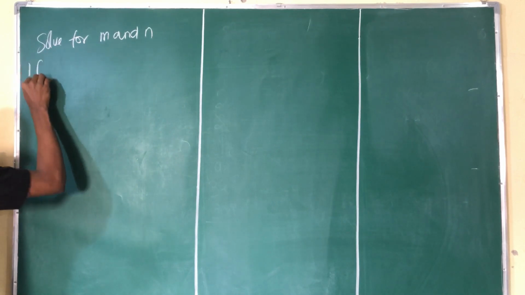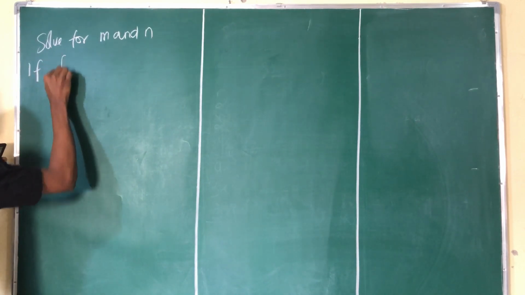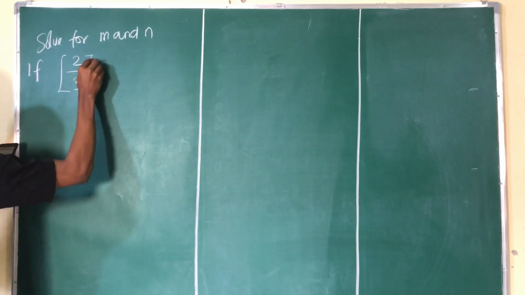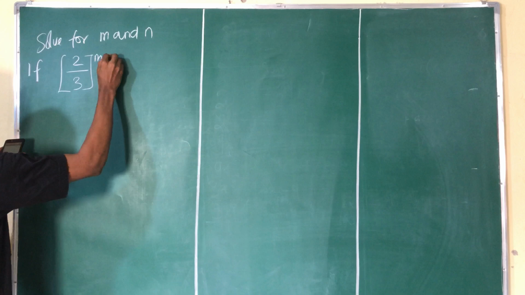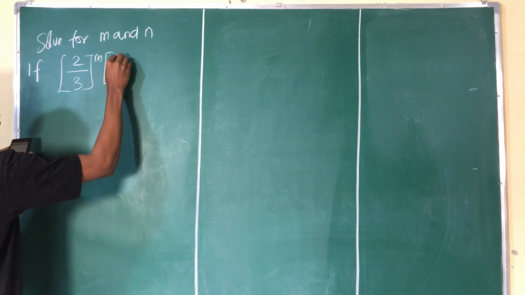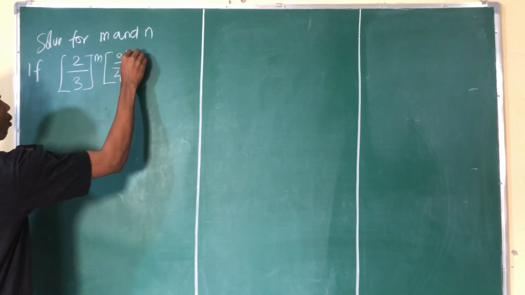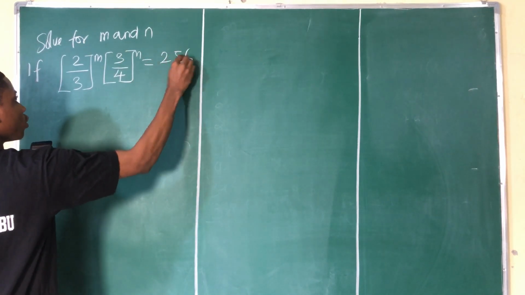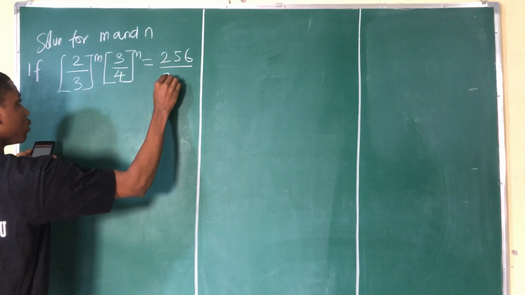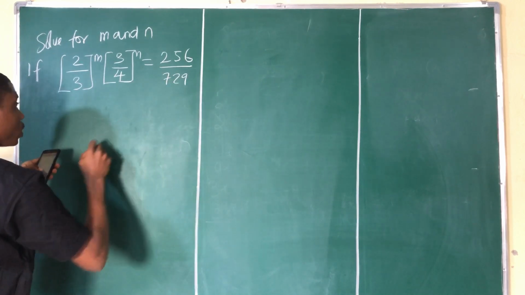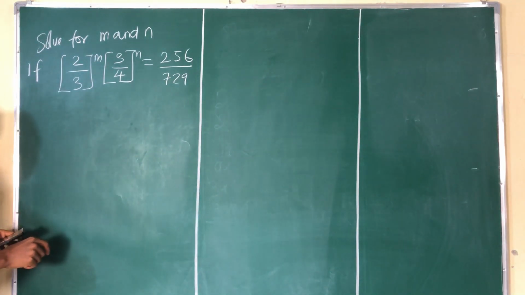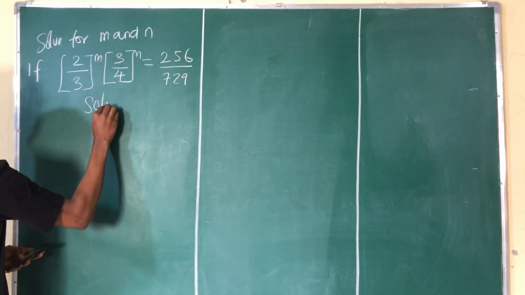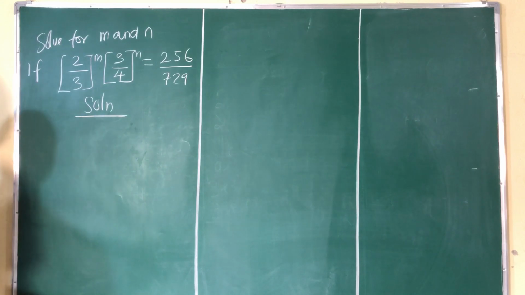So say if (2/3) raised to power m, multiplied by (3/4) raised to power n, is equal to 256 over 729. Find the value of m and n. This is the solution. Of course, the concept is easy here.